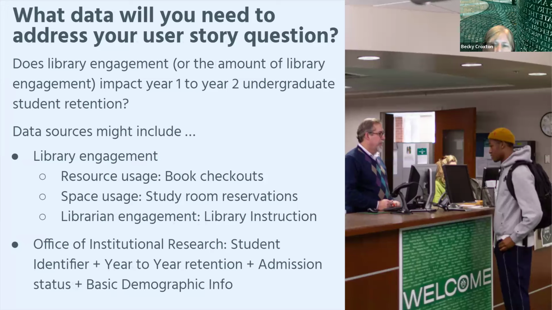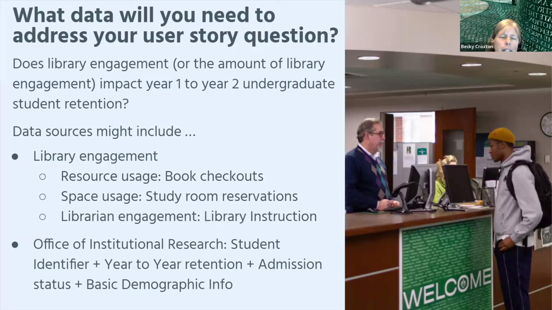And in today's workshop and the sample data set that I provided to you, I've simply selected these three types of engagement as how I'm going to operationalize library engagement. So I want to know the number of book checkouts per first year student. That's going to be my equivalent to resource usage. I want to know the number of study room reservations a first year student placed, and I want to know if students participated in the library instruction.